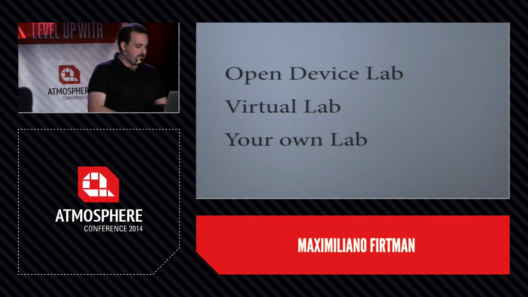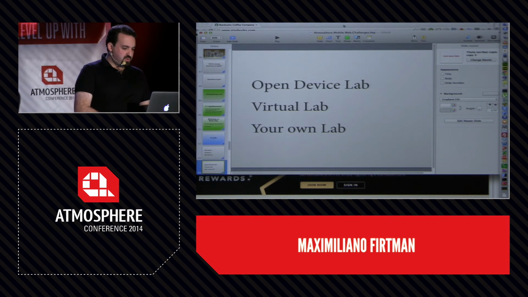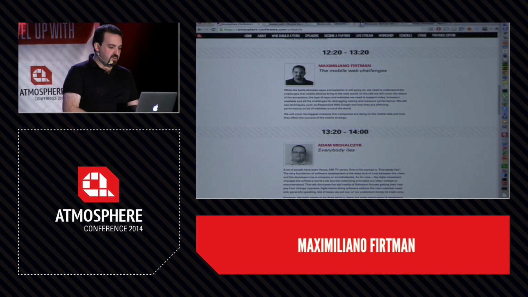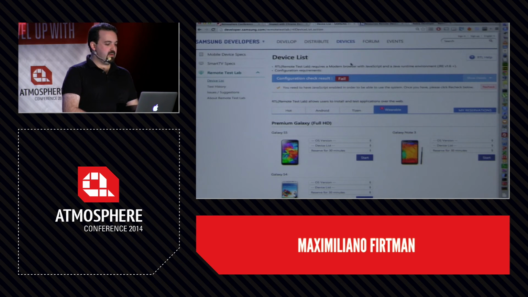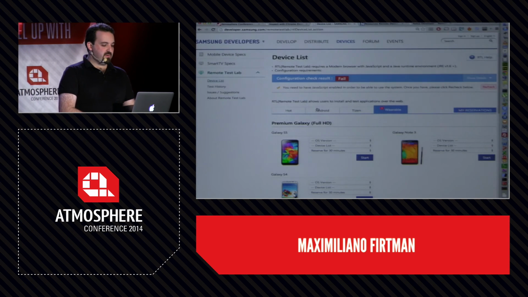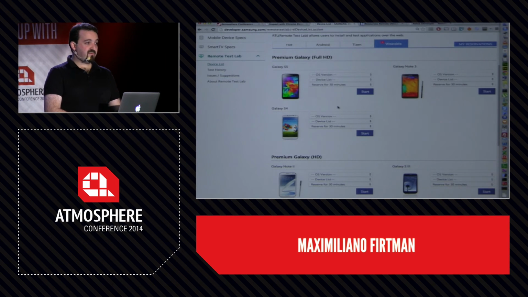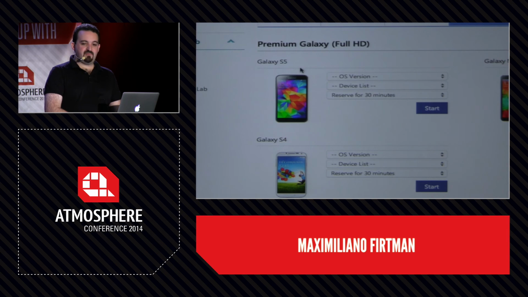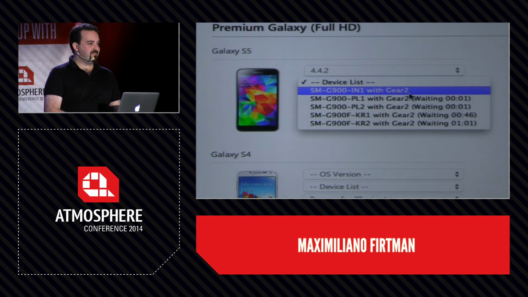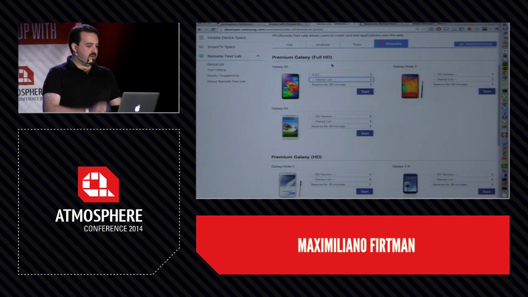Again, I don't have enough time to show you everything, but here I have, for example, two solutions. One from Samsung, called Remote Test Lab, where you can use real phones for free through the cloud. It's like a remote desktop, basically. So you have, for example, an S5 here, even S5s with some smartwatches, and you're using a real phone.